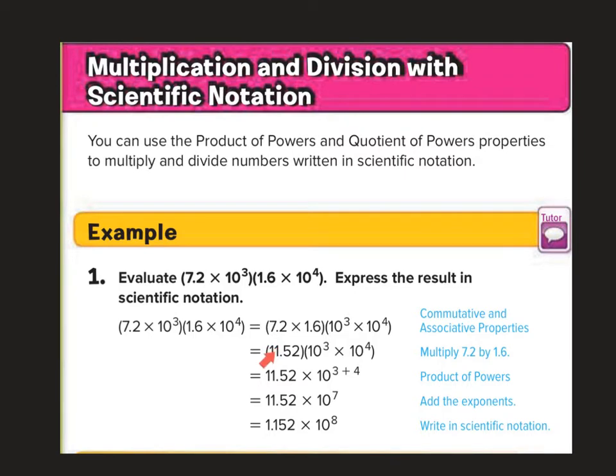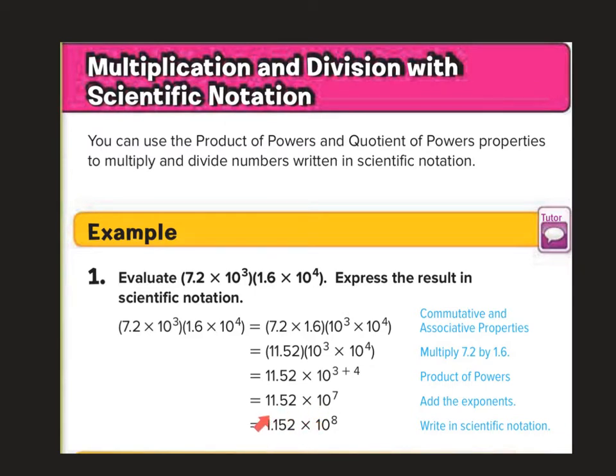7.2 times 1.6 equals 11.52. And then we have to think about when we're multiplying with exponents, remember we can add them. So we apply the product of powers. So that gives us 11.52 times 10 to the third plus 4, which becomes 11.52 times 10 to the seventh.